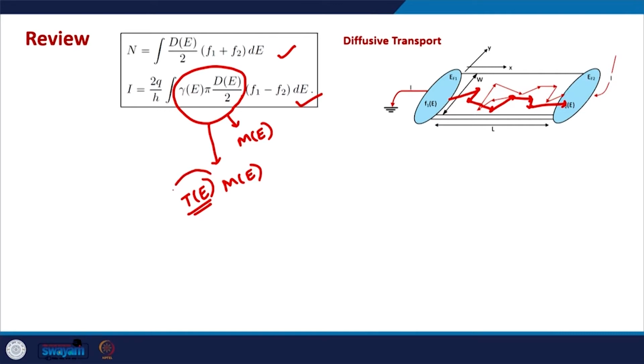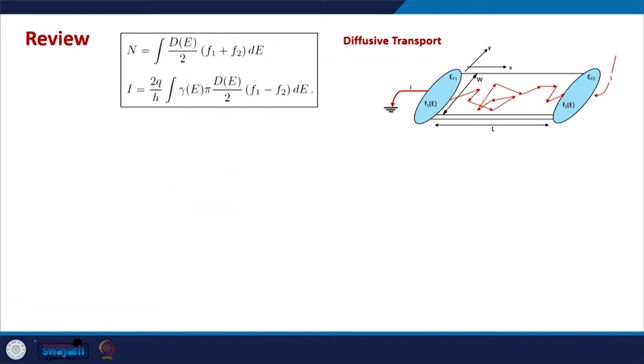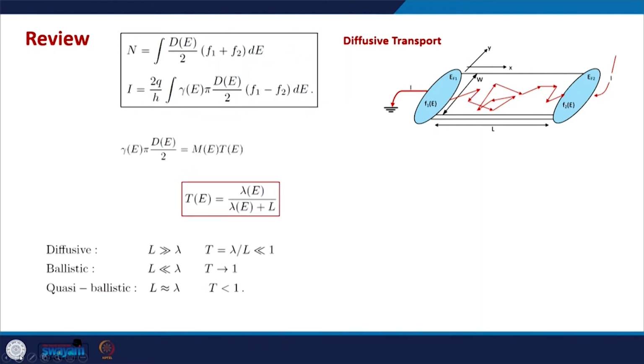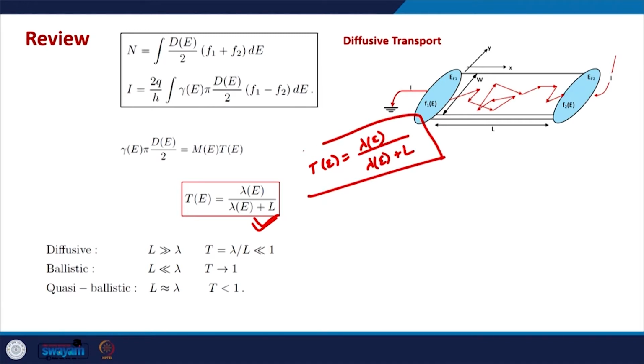So, this might be one of the possible paths that the electrons can take. This is accounted for by this transmission coefficient Te, and we saw that by applying Fick's law in the transport case, the transmission coefficient turns out to be this. So, Te is essentially lambda E divided by lambda E plus L, where lambda E is the mean free path of an electron with energy E.